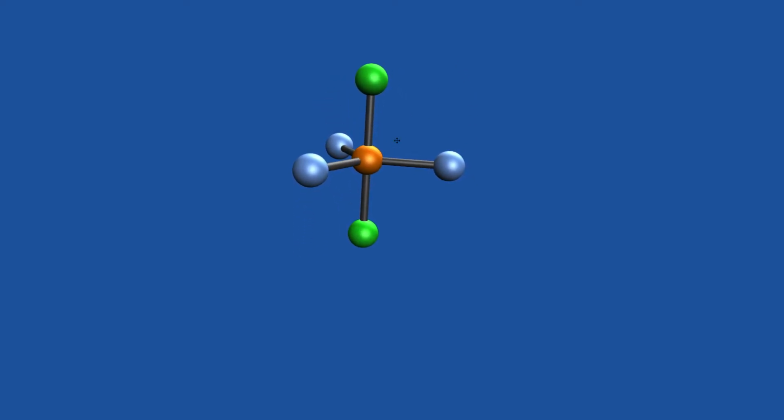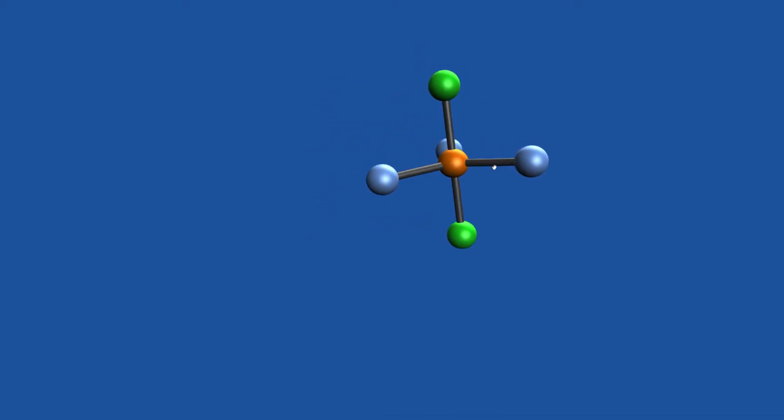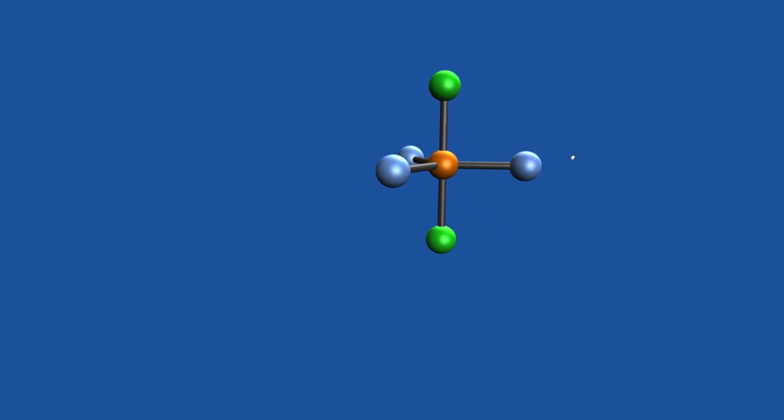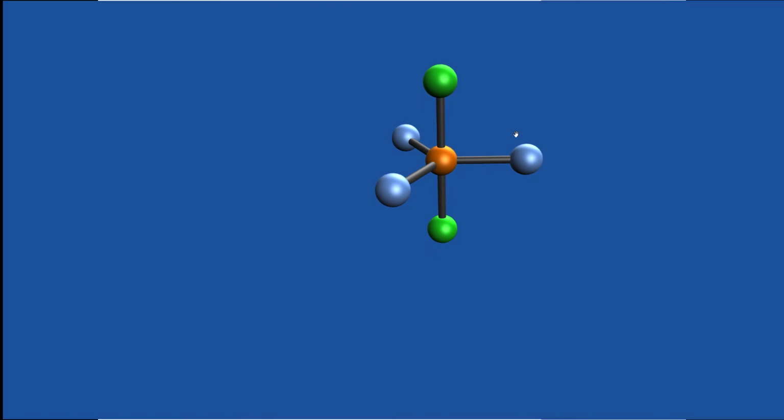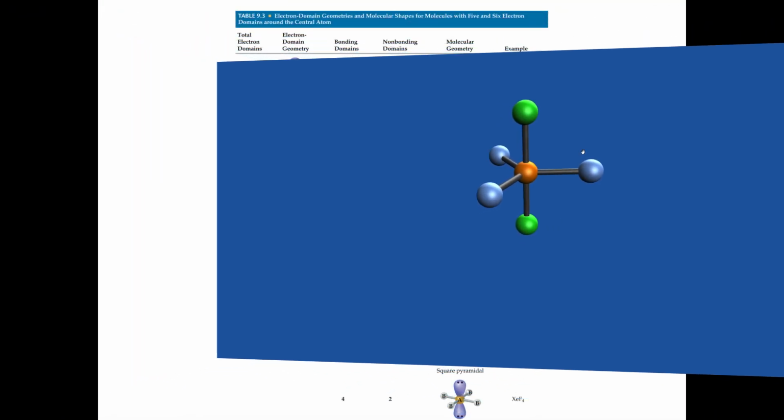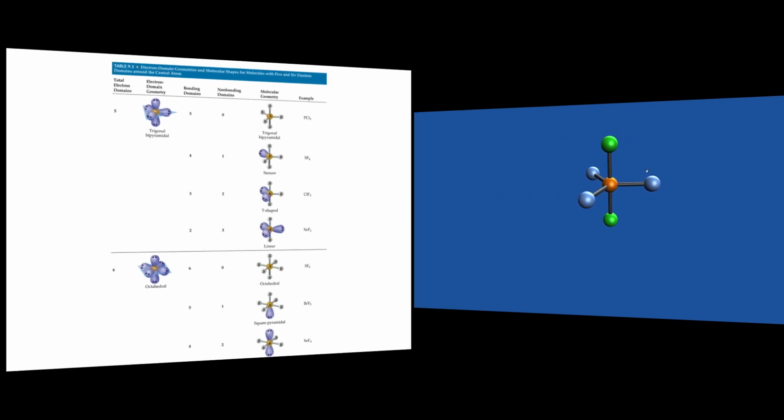But this is, again, the most stable way to arrange 5 electron domains around a central atom while keeping them all as far apart as possible. Again, the key here being that there are actually 2 different types of positions. So the name we would give to this geometry is trigonal bipyramidal.